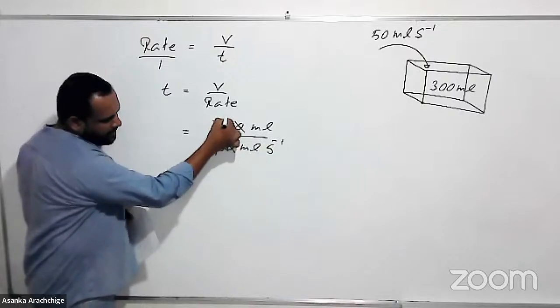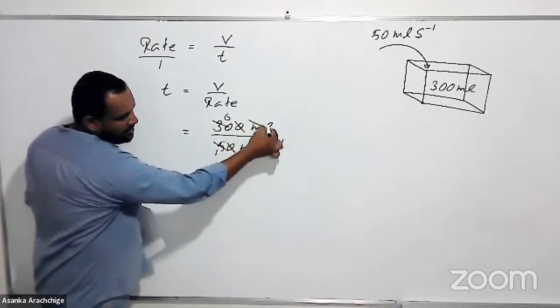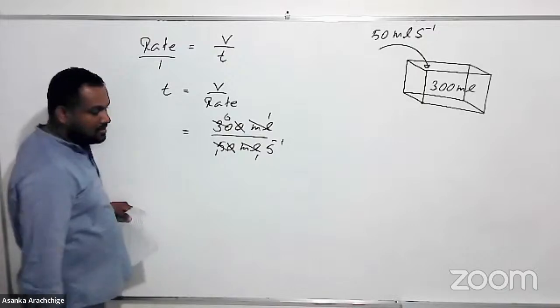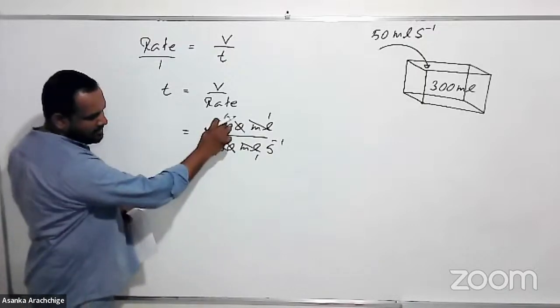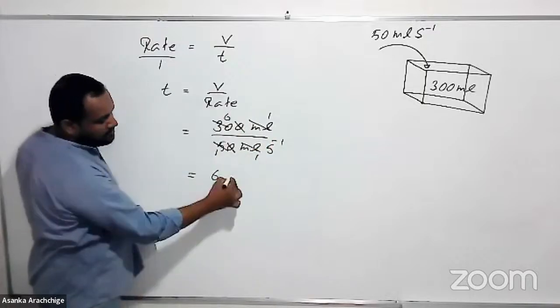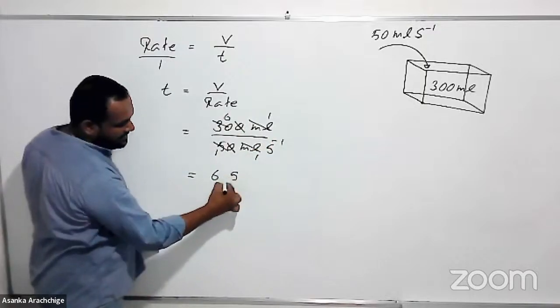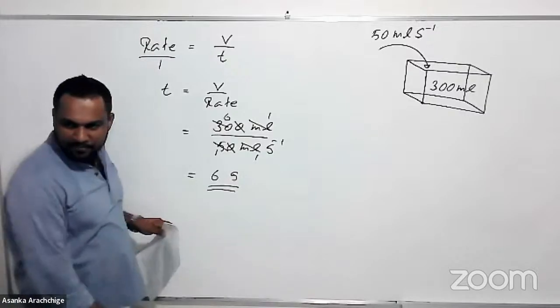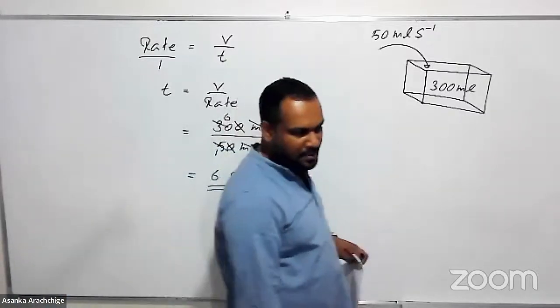5 times 1, 5 times 6. Milliliters can be cut. Then the answer is 6 s to the power minus 1 times s, which comes out as s. The answer is 6 seconds.